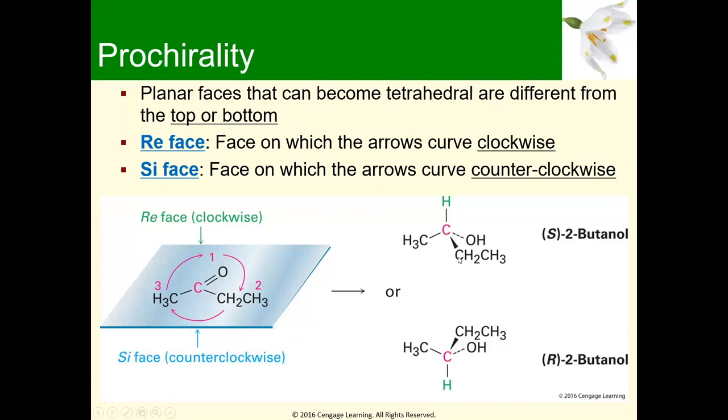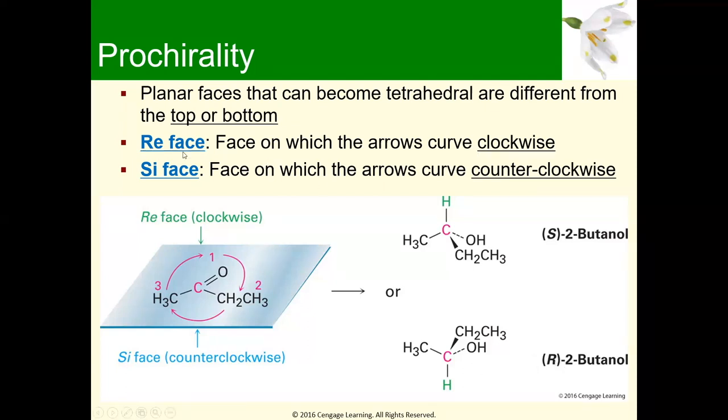But the impact, and you can see that over on the right here, is that it determines whether you have an S configuration if you're coming from the Re face. So that's the little curveball that you have to remember. If the reaction occurs from the Re face, it produces an S configuration. If it happens from the Si face, it becomes the R configuration.